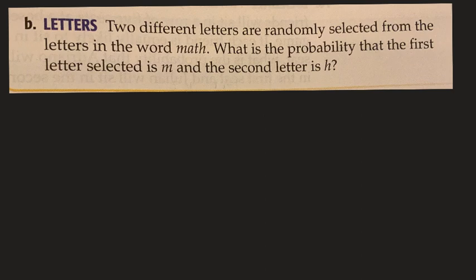All right, here's your next question. This question and the rest of them I took from the book. So if 2 different letters are randomly selected from the letters in the word math, what is the probability that the first letter selected is an M and the second letter is an H? So the order is important. That's why we're using the new skill we've learned today. All right, go ahead and give me an answer to this one.